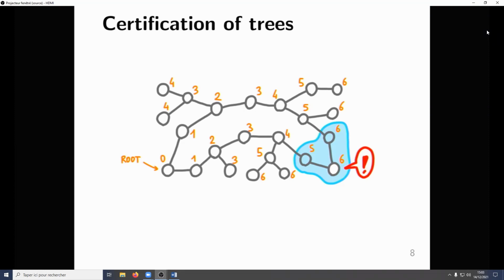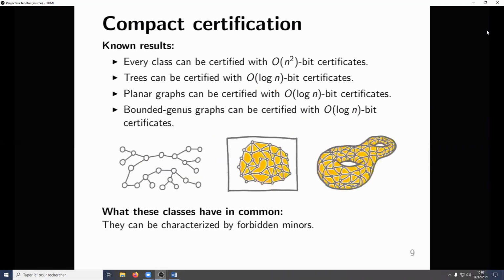For example, here, this node has distance 6, and it has a neighbor at distance 6, and this is just not possible, okay, in a tree. Yeah, so this is a kind of well-known example, and in that direction, so the first item is what I said at the beginning. You can certify every class with n square bits.